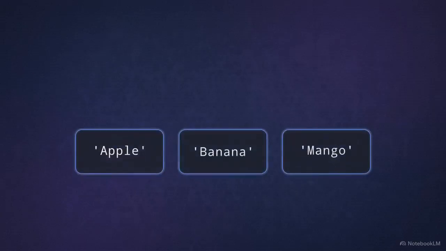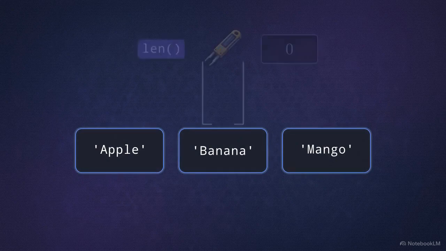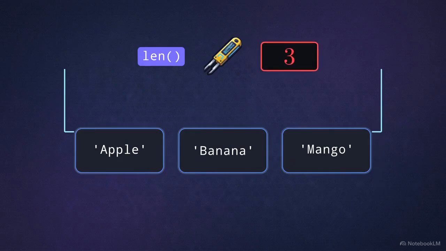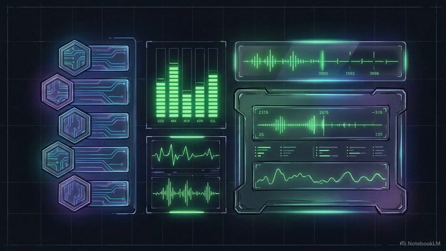Look at this graphic visualizing the calculation. The len function spans our data block, measures the elements, and immediately outputs the total, 3. By pairing loops with the len function, you transform a static block of silent data into a dynamic, self-reporting system.